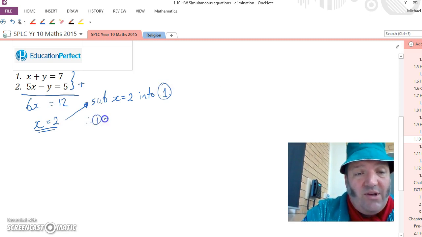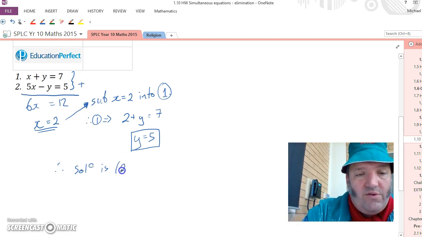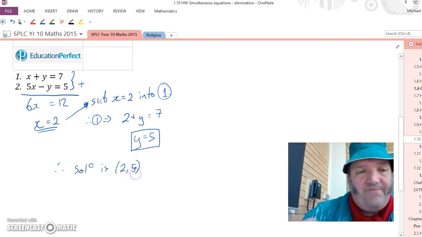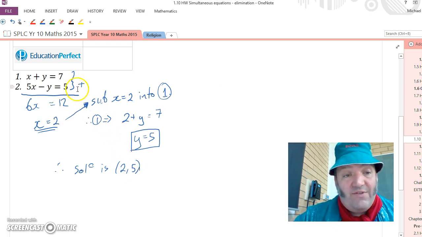What does equation 1 become? 2 plus y equals 7. Subtract 2 from each side. y equals 5. Therefore, the solution is 2, 5.